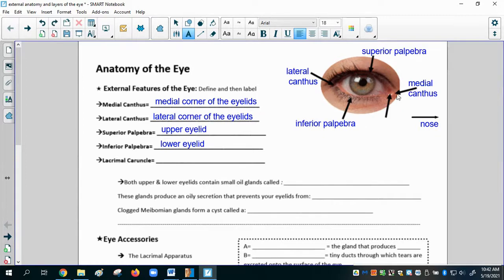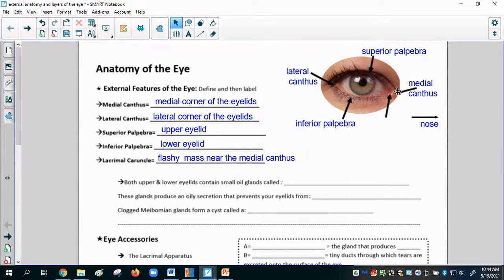Okay, the last external feature that you will have noticed as you look at your eyes is a fleshy mass right next to the medial canthus. That's called the lacrimal caruncle. And lacrimal caruncle does not have a distinct function. It does contain some sebaceous or oil glands, but it seems to be a redundant feature, meaning we already have oil glands in other places around the eye, so we're not really sure what the lacrimal caruncle's purpose is, other than it does contain some oil glands. So I'm going to describe it as being the fleshy mass near the medial canthus.